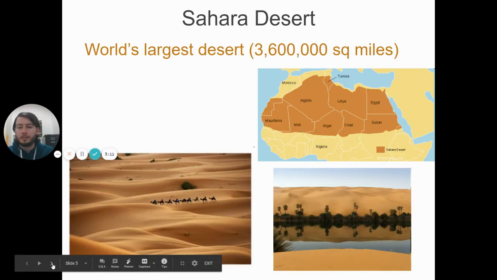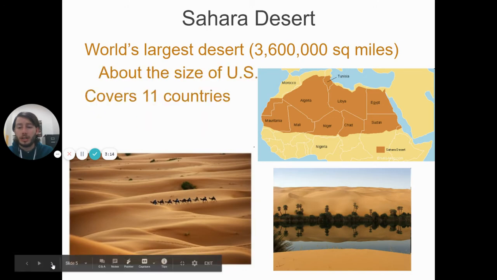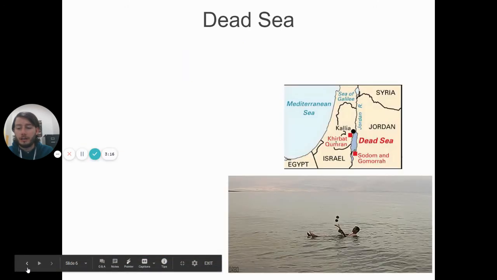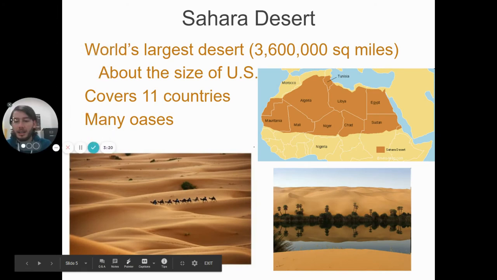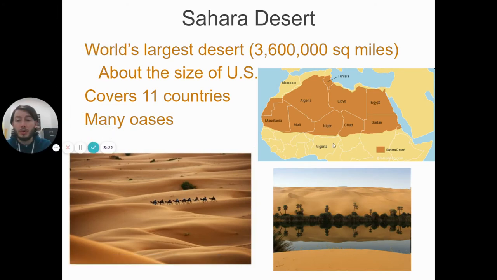Okay, the Sahara Desert. This is the world's largest desert. It covers 3.6 million square miles. It's huge. You could fit the entire United States in the Sahara Desert, and it covers 11 countries, as you can see here.